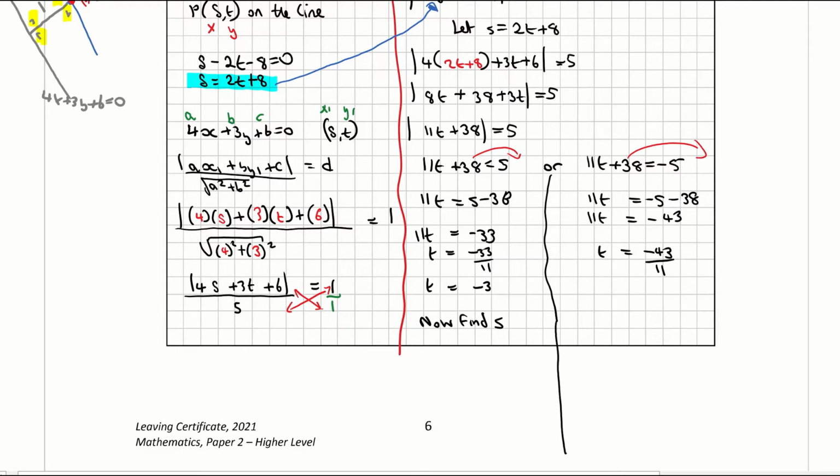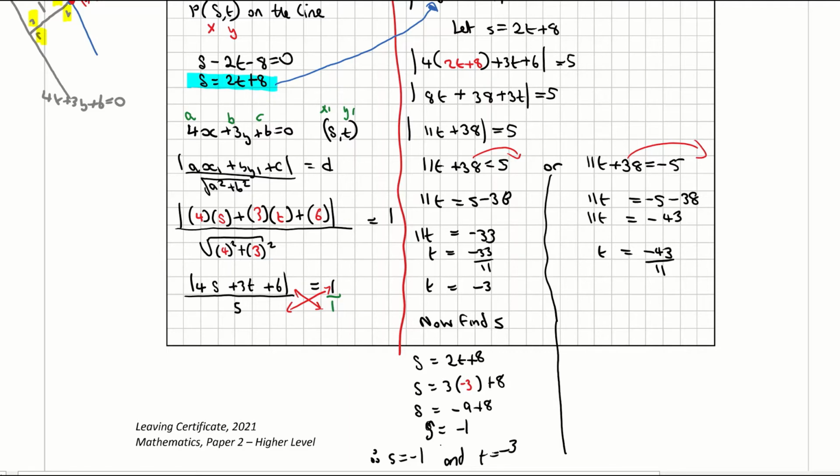So when I come back to my s, we know that s is equal to 2t plus 8, and I'm going to sub in my value for t, which in this case is minus 3, and that's giving me a value for s, which is minus 9 plus 8, which is giving me s as equal to minus 1. So therefore s is equal to minus 1 and t is equal to minus 3.